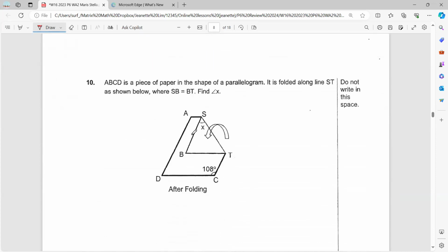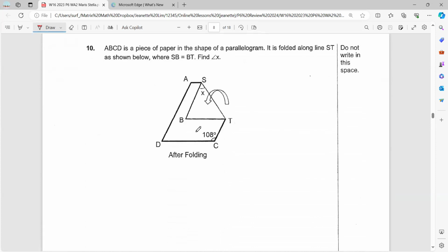Now, question 10. ABCD is a piece of paper in the shape of a parallelogram. It is folded along line ST as shown below, where SB equals BT. Mark out the equal lines, find the angle X.